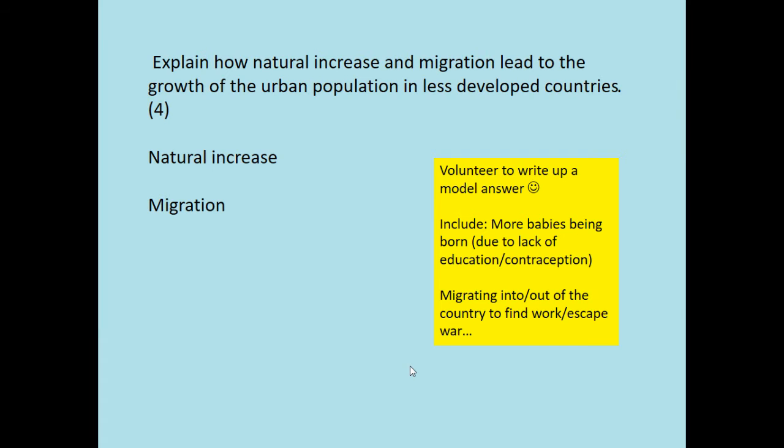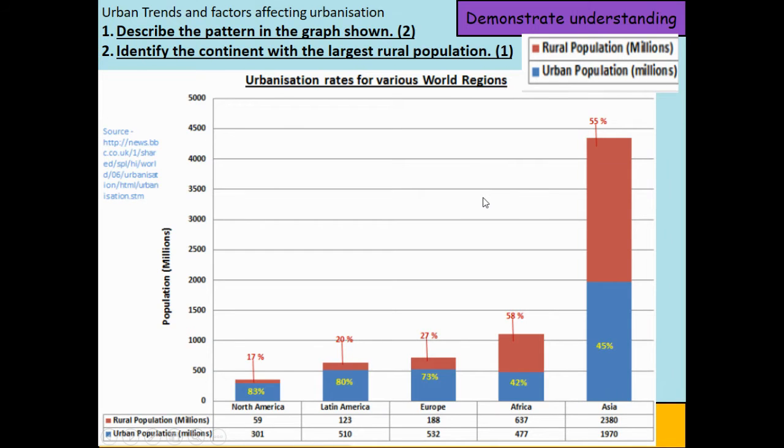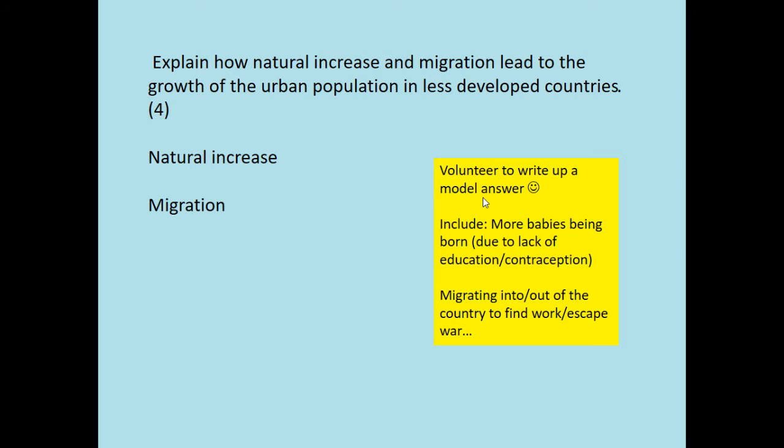Right. Explain how natural increase and migration lead to the growth of an urban population in less developed countries. Okay, so as you can see, I've left this from when I did it as a lesson, but natural increase, okay, is your birth rate minus your death rate, plus your migration. Okay, so it's basically how many people you have, once everyone's been born and once everyone's died and once everyone's moved to the area.